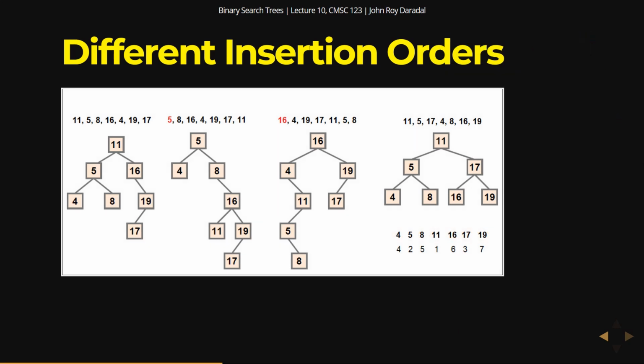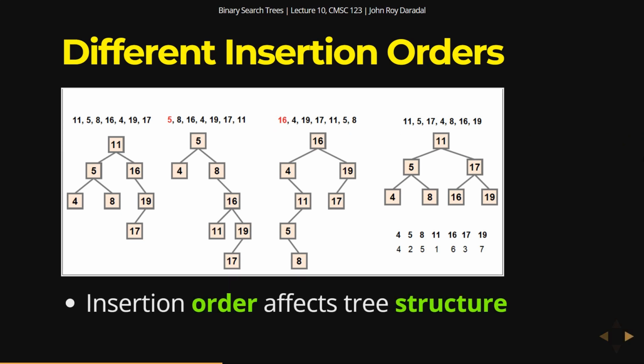Okay, but what we can take away from this is that if we have different insertion orders, we'll produce different structures for the tree, even if they are the same set of keys, right? So that's the same. That's 4, 5, 8, 11, 16, 17, and 19. It's just that the order was different, and so we produced different trees because the root node will be different according to what node you inserted first. Okay, so that is our main takeaway from this slide. So insertion order affects the tree structure.